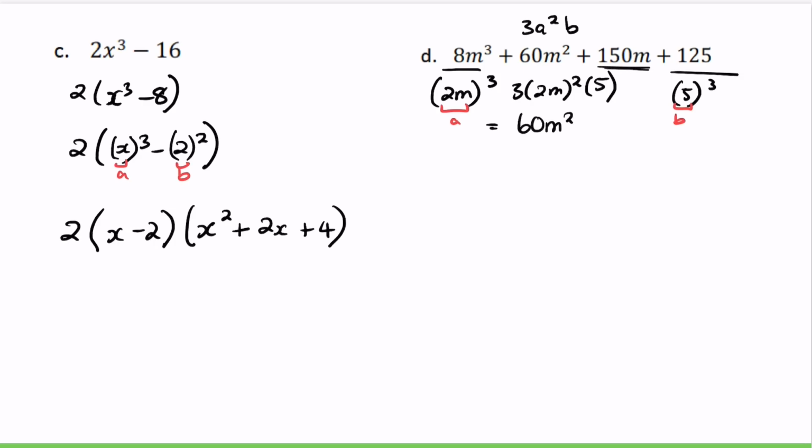Of course, you can check this term as well, but it'll most likely be correct. So that means that I can factorize that down into the perfect cube. A is 2m, and b is 5, and because this sign is positive, so will the inside.